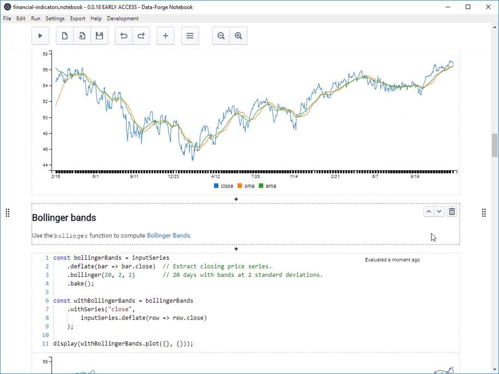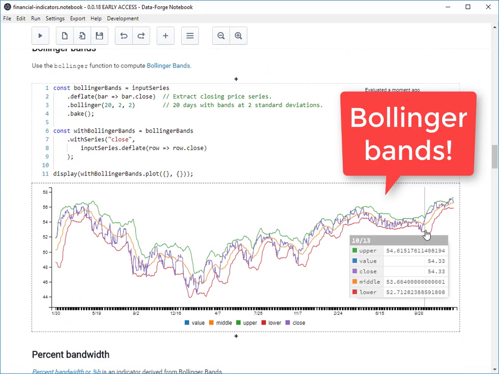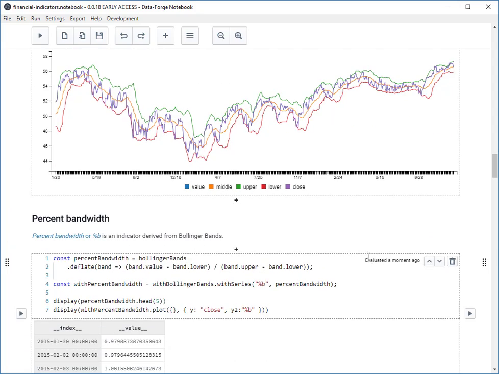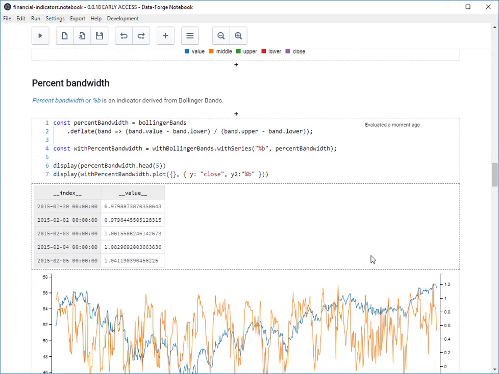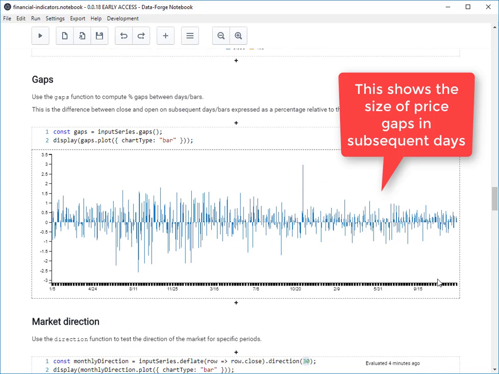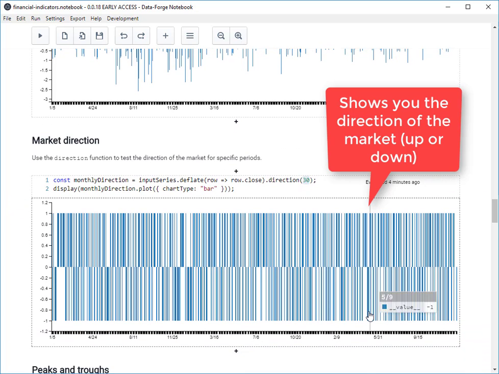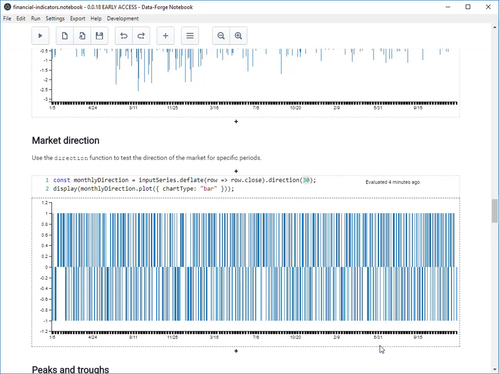And then we've got an indicator called Bollinger Bands, which can show you the statistical deviation around the price trends. And then the more advanced percent bandwidth indicator. This is actually based on Bollinger Bands and is derived from it. The gaps indicator shows you the sequence of gap between subsequent bars in your data, or subsequent days in this case. The market direction gives you a 1 or -1 output, depending on whether the market has moved up or down in a given time period.